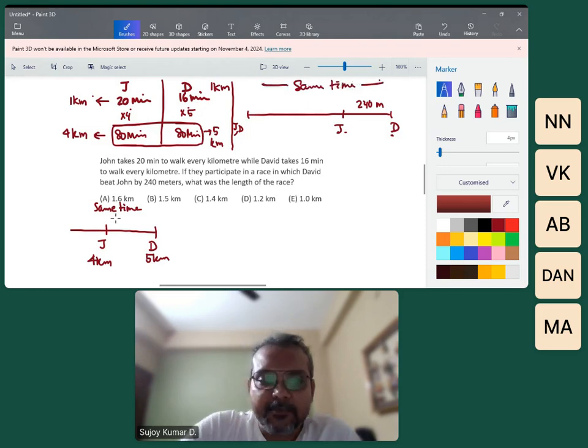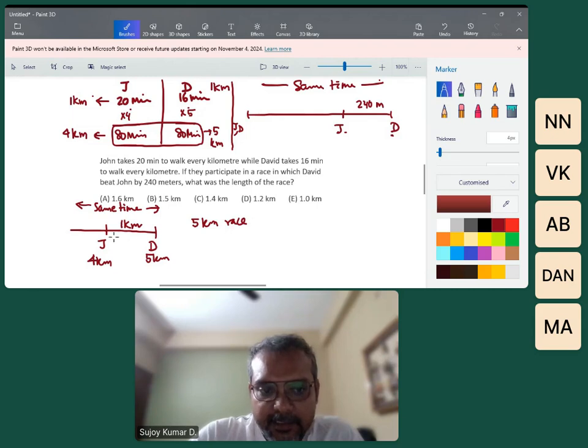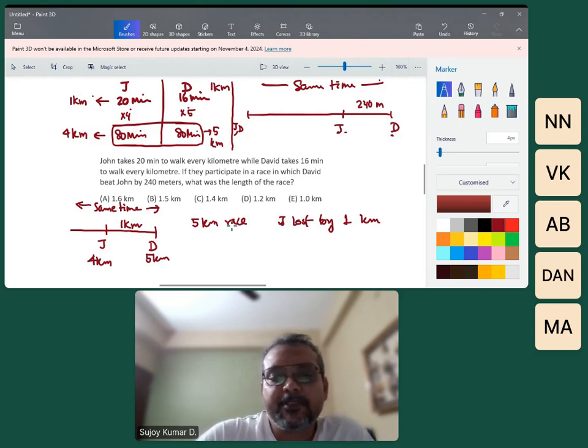Here also it was the same time. So that is why I'm trying to figure out what happens if the same amount of time was given. D covers 5 kilometers, J covers 4 kilometers. How much does he lose by? 1 kilometer. Am I right? So can I say that in a 5-kilometer race, J would have lost by 1 kilometer? Would that be a correct statement, if it was a 5-kilometer race?